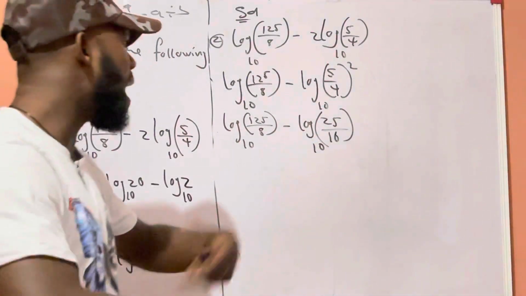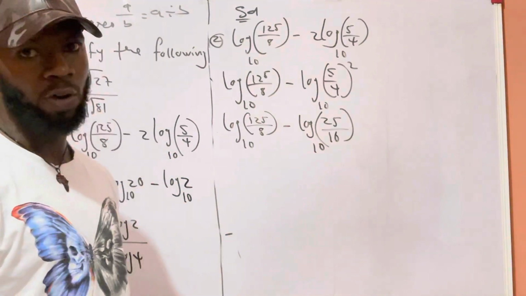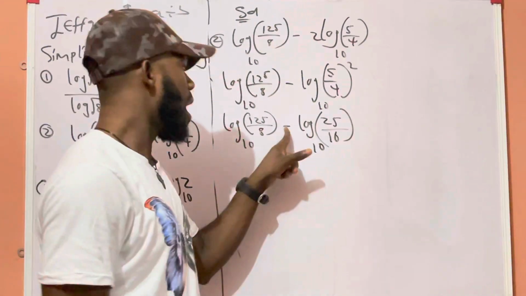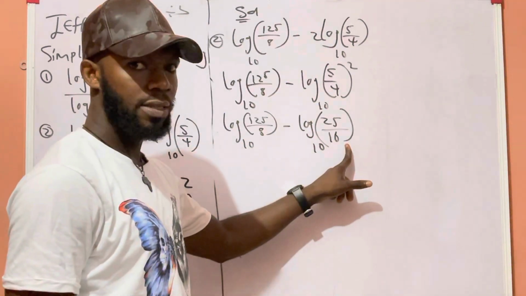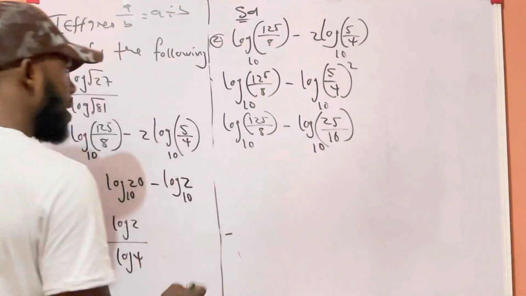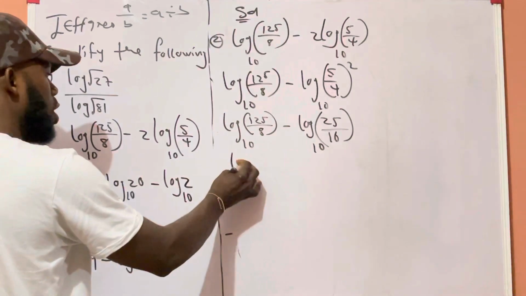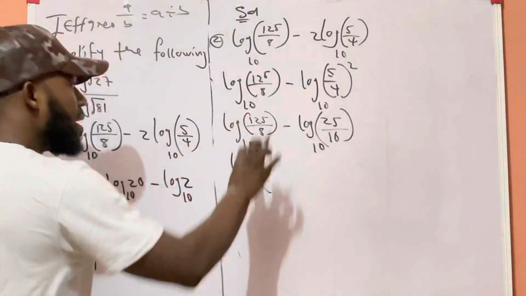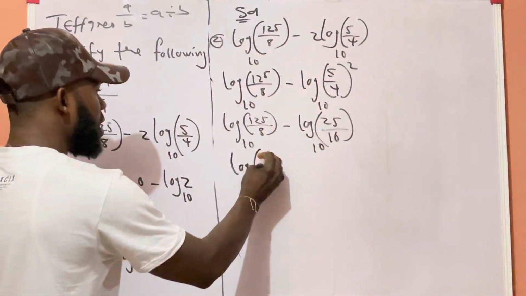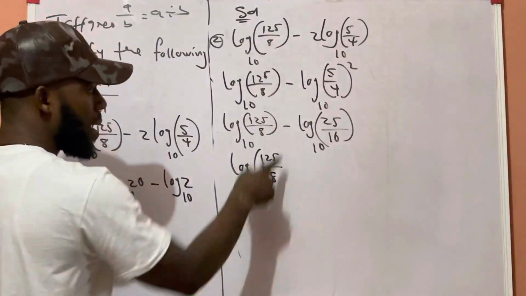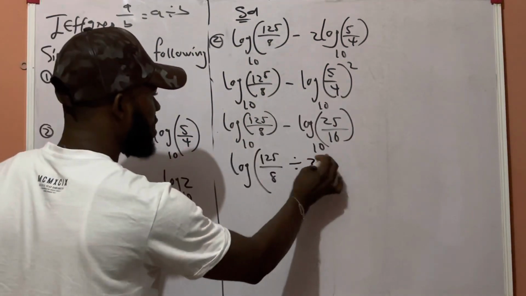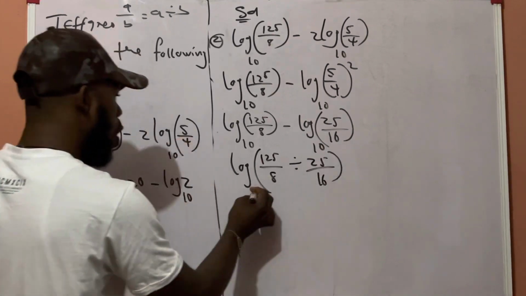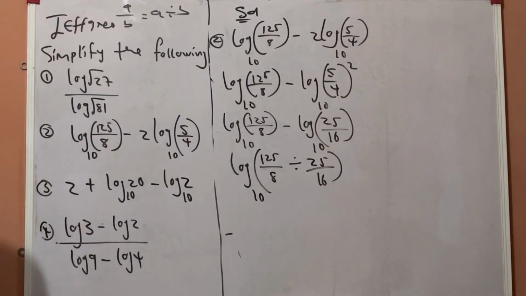Now, we simply apply law 2, which says subtraction law. That when the bases are the same and you are subtracting, what do you do to the two numbers? You divide. So automatically, I come here, I pick one of the log and I open a bracket. The first number here is 125 over 8. Minus becomes division. What do I have here? 25 over 16, all to the base of 10.